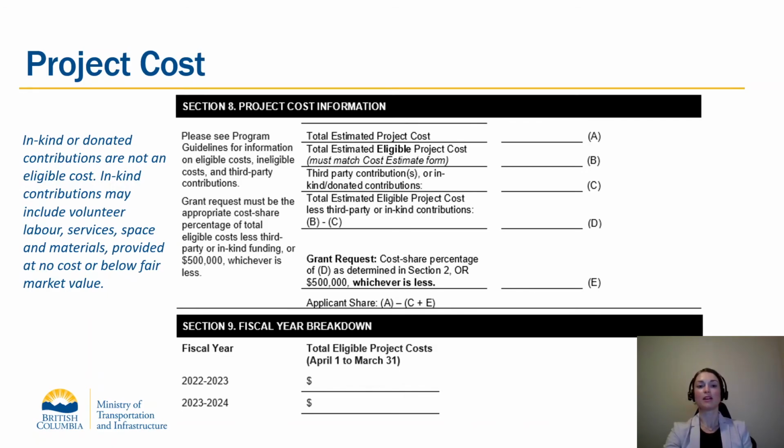Finally, subtract the third-party contribution from the total estimated eligible project cost, that is B minus C. To determine the grant amount you are able to request, identify your cost share percentage in Section 2 and multiply it by the total found in D. Insert that number or 500,000, whichever is less. We also want to understand how your project costs will be spent over the current and next fiscal year. Please enter that information in Section 9.